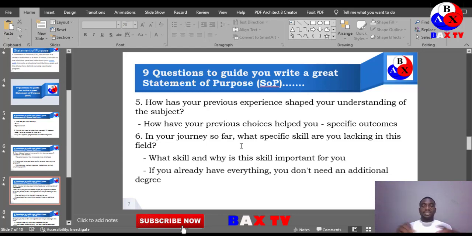There are examples I'm citing. So what is the skill and why is this skill important to you? As this thing is missing, why is it so important to you that you feel you should have gotten it? It means they will see that this particular skill is very important to you, but you're lacking it. So how do you intend to get it? If you already have everything, you don't need an additional degree. If you claim you have everything here, it means you don't need an additional degree. But if you explain clearly here that you don't have this skill, it means that you are ready to learn.